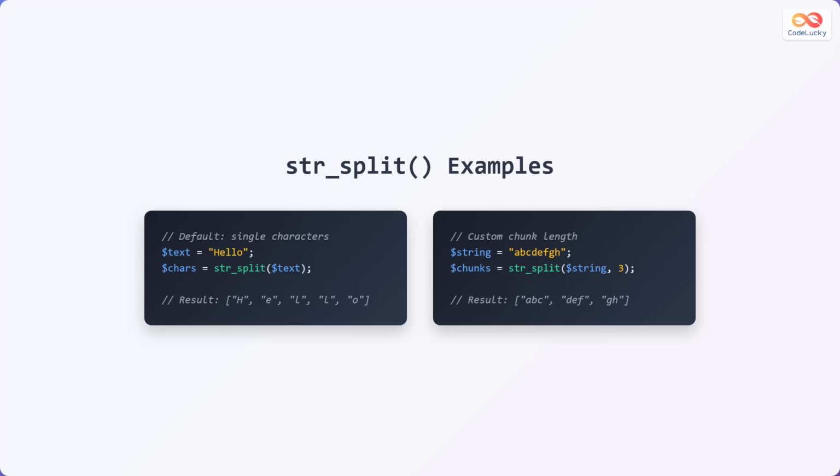Now let's look at another example using a custom chunk length. We have a string variable that is assigned to the value "ABCDEFGH". The chunks variable is assigned to the result of calling the string split function. The parameters passed to it are the string variable, and the length is set to 3. The result is an array containing ABC, DEF, and GH.